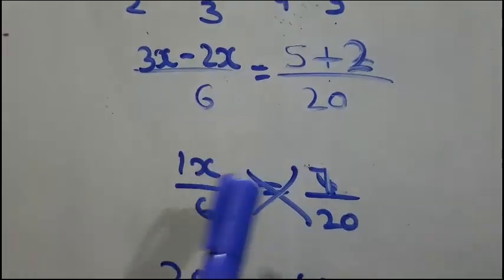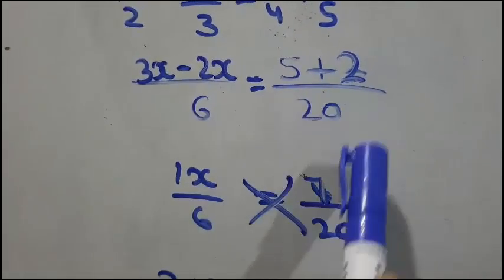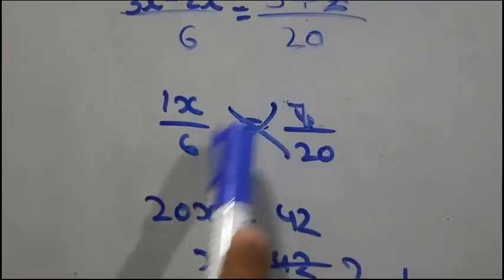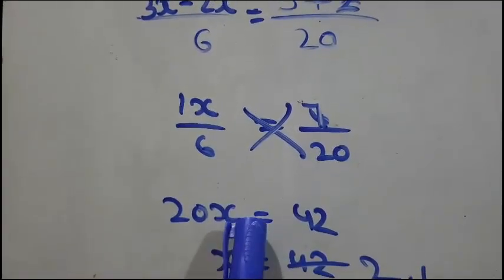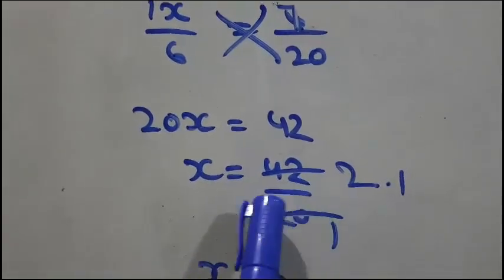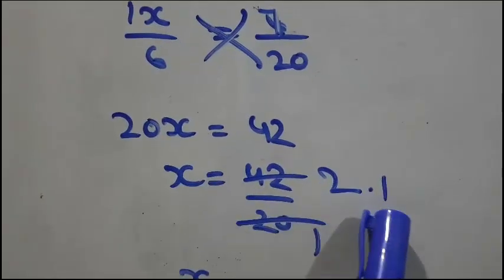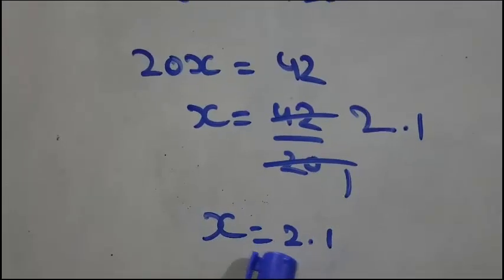3 minus 2 means 1x by 6 equals 5 plus 2, which is 7 by 20. We have to do cross multiplication. 1x into 20 equals 20x equals 7 sixes are 42. x equals 42 by 20. x equals 2.1. First question answer is 2.1.